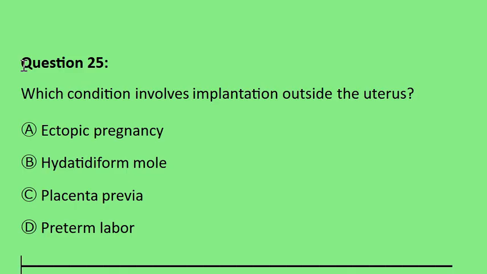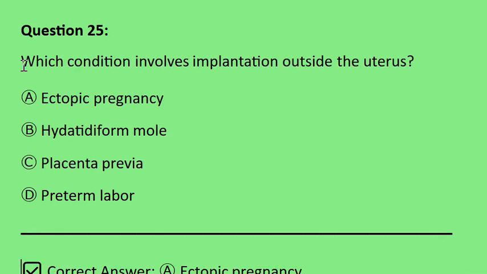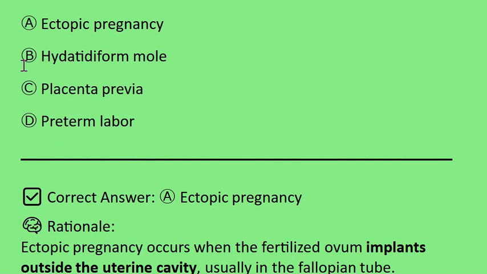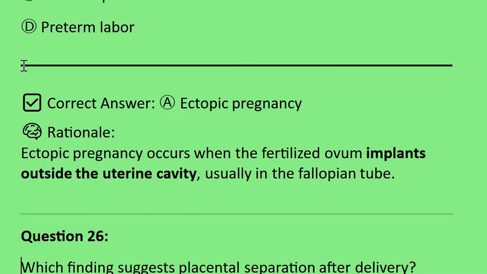Which condition involves implantation outside the uterus? Read the options carefully, and then I'm going to give you the correct answer. The correct answer for this question is option A, ectopic pregnancy. The rationale is ectopic pregnancy occurs when the fertilized ovum implants outside the uterine cavity, usually in the fallopian tube.